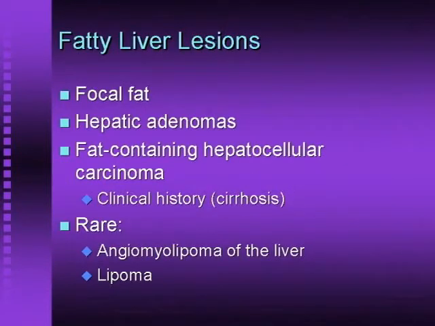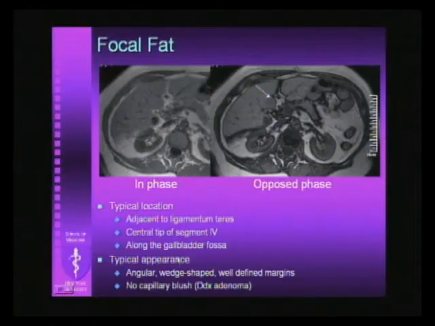Let's also briefly talk about fatty liver lesions. Of course, you can see focal fat in the liver. Hepatic adenomas can contain fat. Occasionally, you can see hepatocellular carcinoma with fat, although in the setting of cirrhosis, typically. And then rarely you can see primary lipomatous tumors of the liver. So we'll just look at a couple of examples just to round out this discussion.